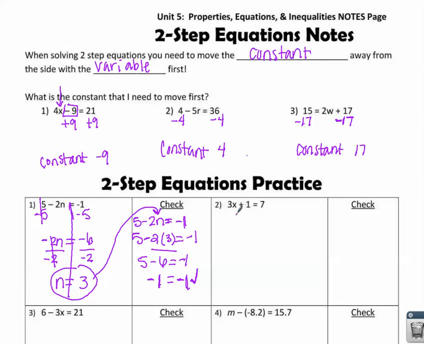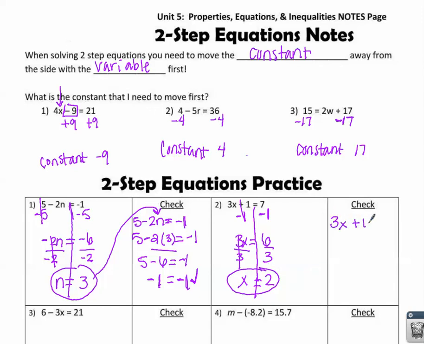Let's try another problem. In number 2, the first thing I'm going to do is draw my line, find the side with the variable, which is the left side. Now move my constant. It's a +1, so the inverse operation of +1 is -1. Bring down what you have remaining, which is 3x equals 7 minus 1, which is 6. 3 times x. I'm going to do the inverse operation, which is division. Bring down what's left, which is x equals 2. Circle your answer. Now check.